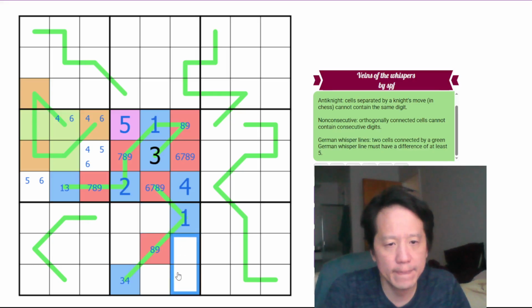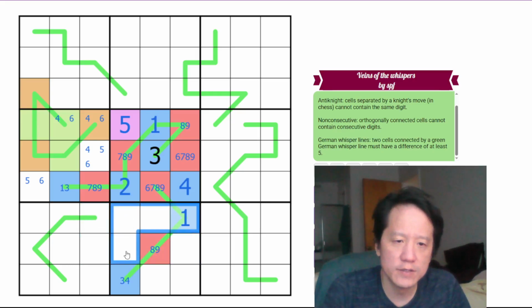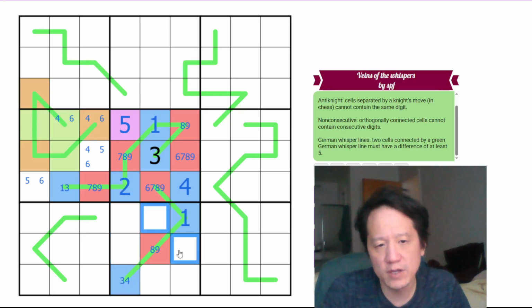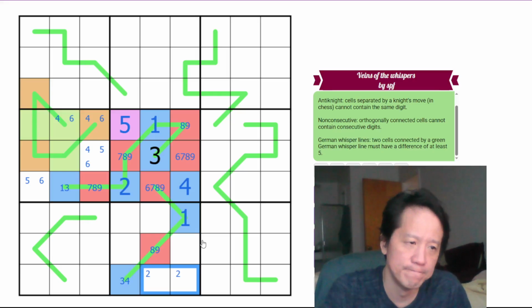Where is 2 in this lower central box? Can't be here because of the 2 in the column. Can't be either of these two because they're consecutive. They're orthogonally connected to the 1, and they're already also consecutive with it. So 2 has to be one of these digits here.